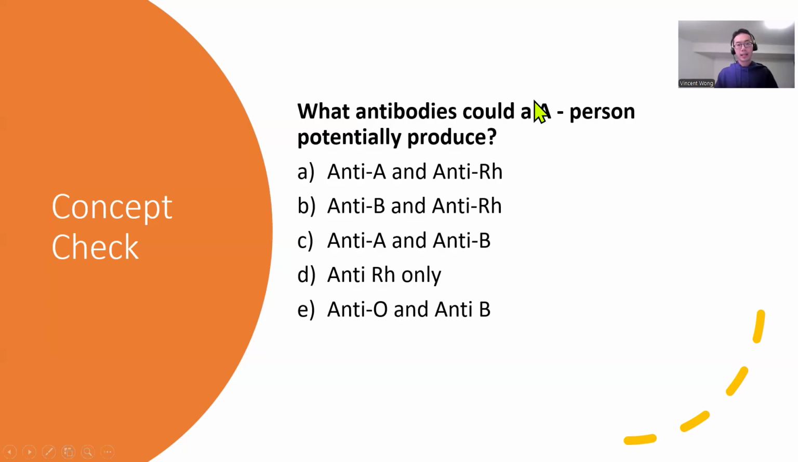All right. If a person is type A, they will make anti-B antibodies. And if they're negative, they will make anti-Rh antibodies. So the only answer that matches that would be B right there.